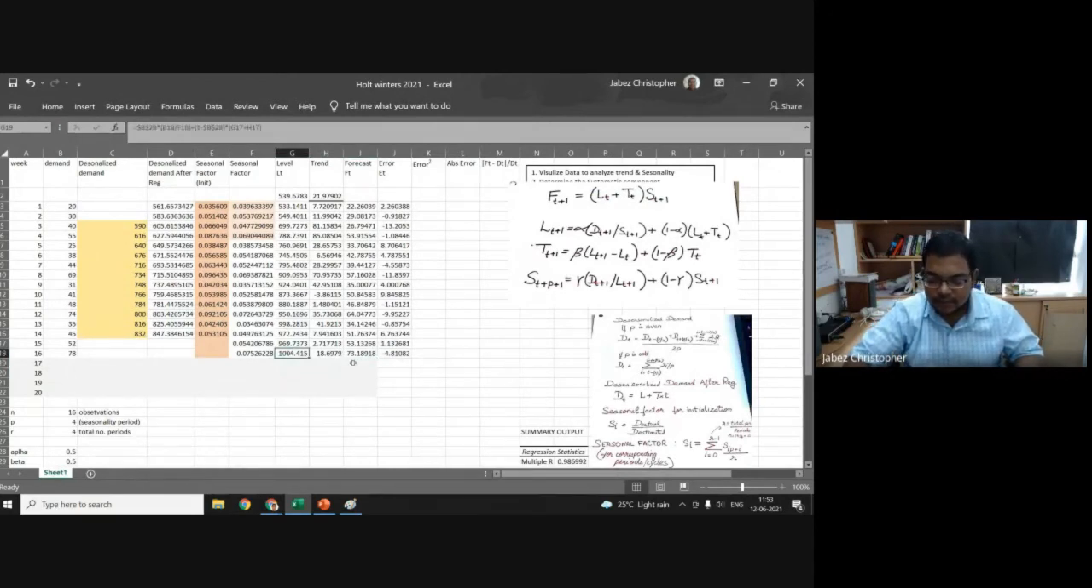So that forecast is going to be level plus one into trend, plus seasonality. So it is this one. Here, in this formula, you can see my mouse. F t plus 1, my forecast, is based on the previous level, the previous trend, and that seasonality at t plus 1. Right? Seasonality for t plus 1 is what?